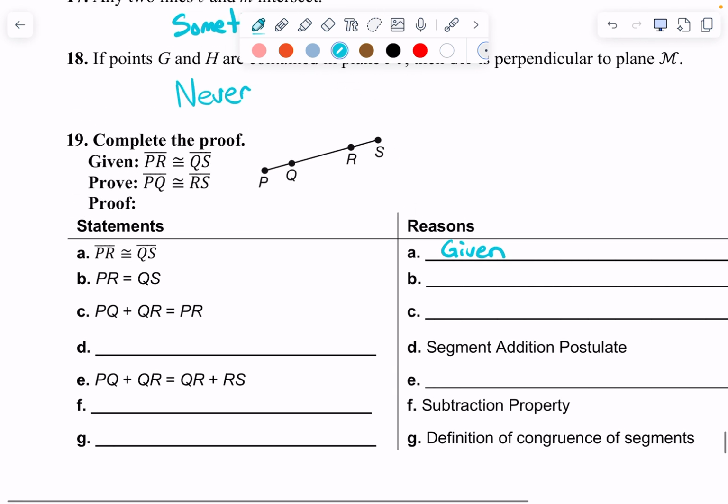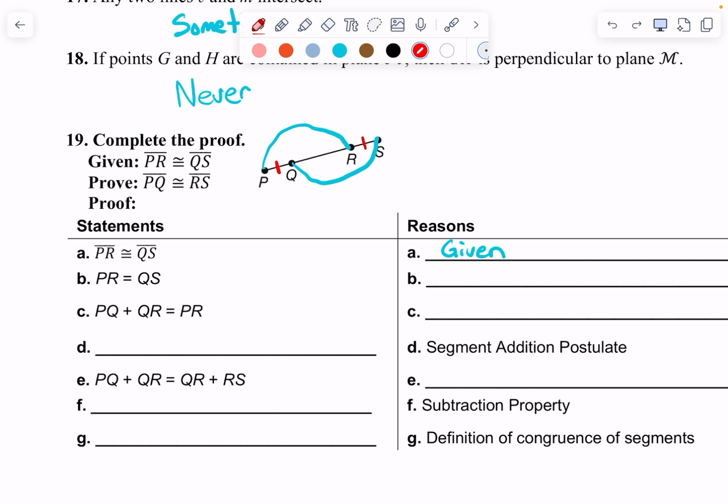All right. It says that PR, this length, is the same as QS. Those little marks, those are the same, right? They want me to say that this one is the same as that one. Does that make sense? Because they share the QR, right?